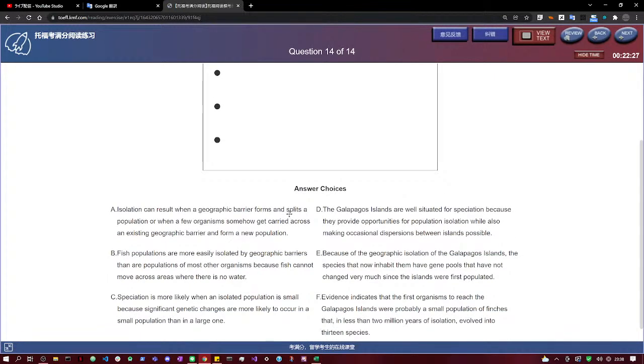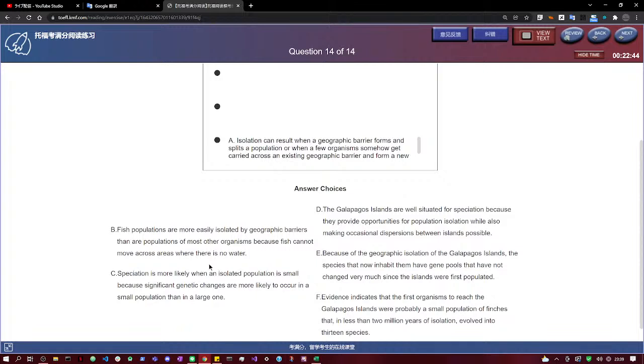Isolation can result when a geographic barrier splits a population, or when some organisms get carried across an existing geographic barrier and form a new population. Fish populations are more easily isolated by geographic barriers than populations of other organisms, because fish cannot move across areas where there is no water.